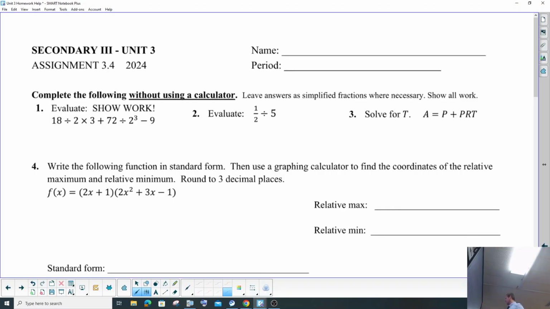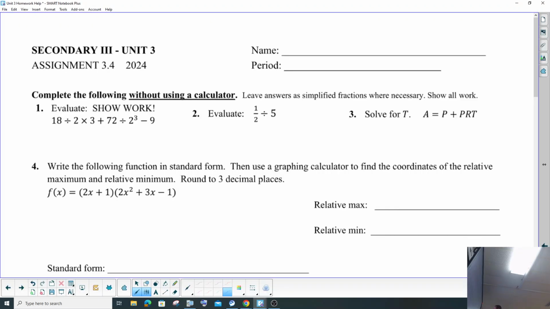All right, welcome back. 3.4, here we go. So 3.4, we are doing inequalities. We're also graphing still, but we're also adding into it even, odd, and neither, which is interesting. So let's jump right in there.